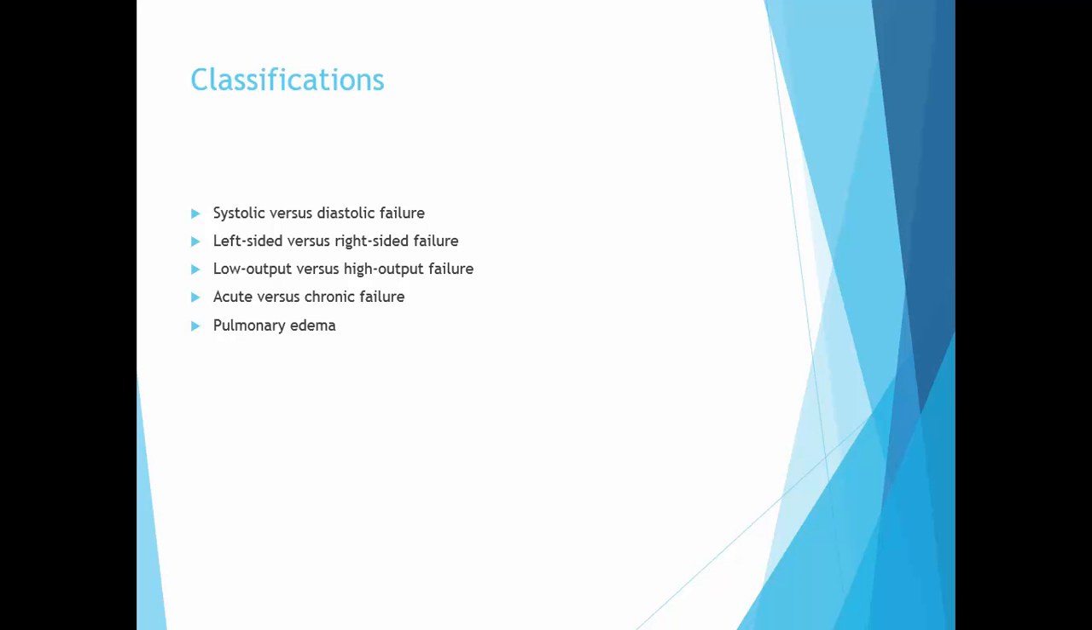You also have acute versus chronic failure. In acute, this is an abrupt onset of myocardial injury, and this is usually from a massive MI. Your chronic heart failure is a progressive deterioration of the heart muscle from cardiomyopathies, valvular disease, and CAD.